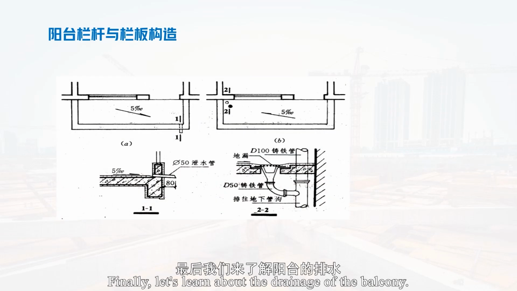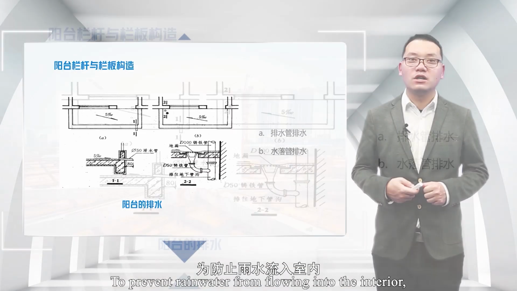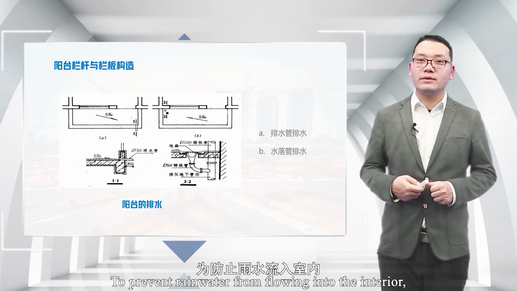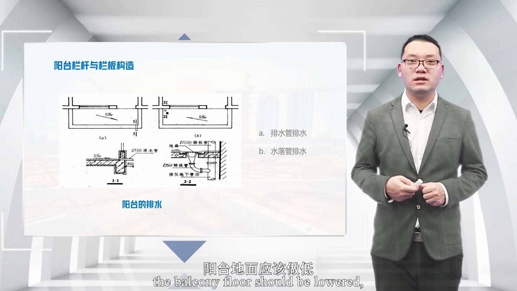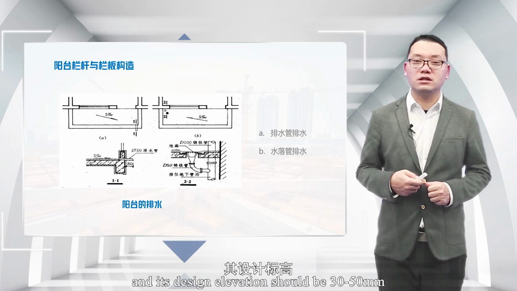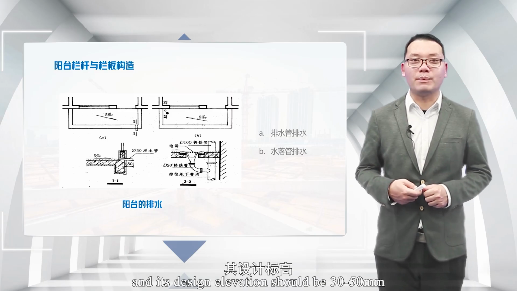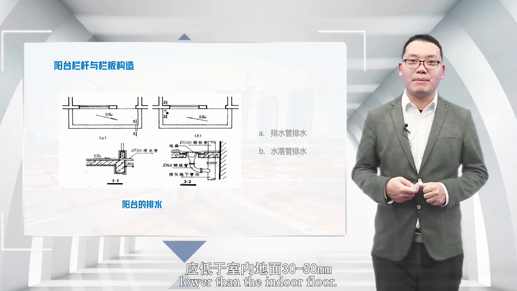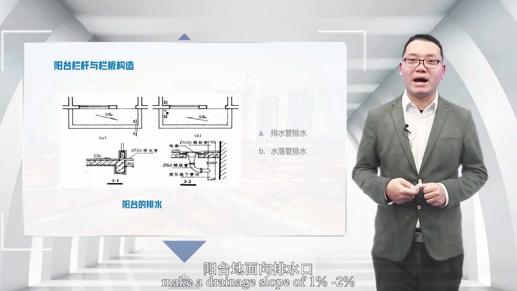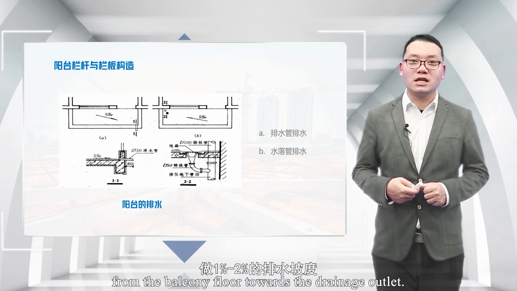Finally, let's learn about the drainage of the balcony. To prevent rainwater from flowing into the interior, the balcony floor should be lowered, and its design elevation should be 30 to 50 millimeters lower than the indoor floor. Make a drainage slope of 1% to 2% from the balcony floor towards the drainage outlet.